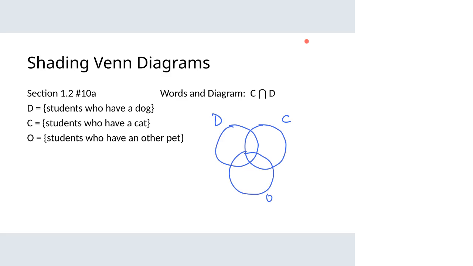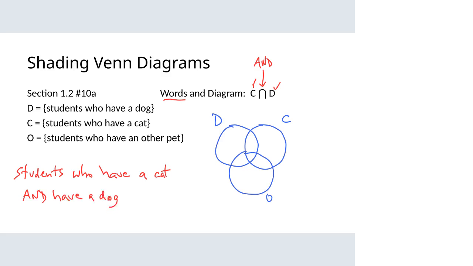As I look over here and I want to put this into words, I see C, well, that's students who have a cat. Students who have a cat, that takes care of the C part. Intersection, that's the overlap. It's the elements that are in both sets. It's the elements that are in C and in D. Students who have a cat and have a dog. So C intersect D in words is students who have a cat and have a dog.